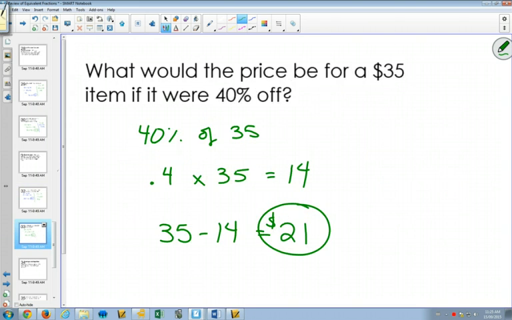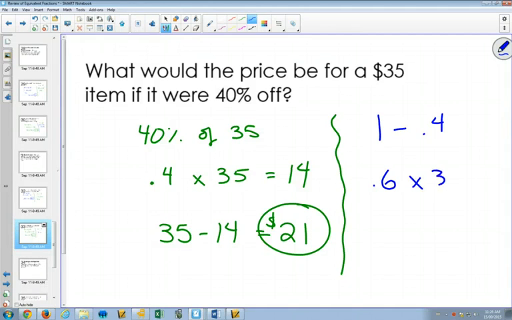So here in this second example, 40% off. Well, if you take 40% off, you're left with 60%. And if you did that directly, 60% times 35, you would get $21 right away.